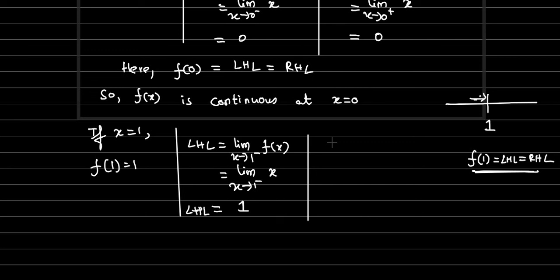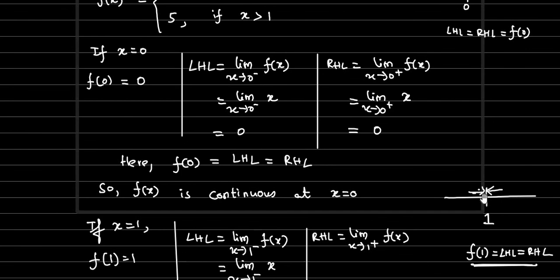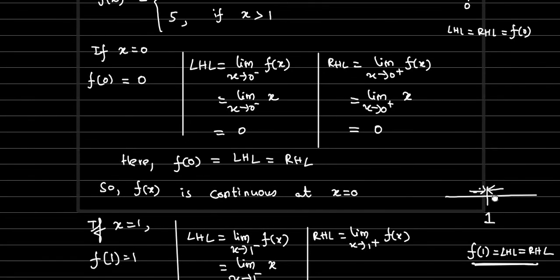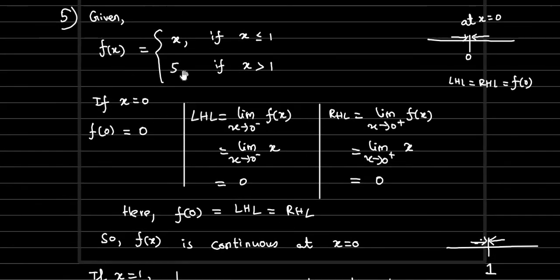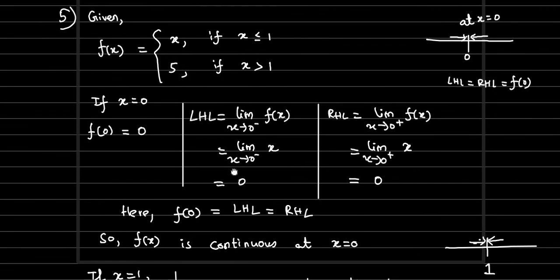Now the right hand side limit. Limit as x approaches 1 from the right side of f of x. From the right hand side, close values of 1 are what? 1.0001, for example. Such values are greater than 1, whatever values lie after 1. If it is greater than 1, we need to choose the second function. So in place of f of x, we need to replace 5.